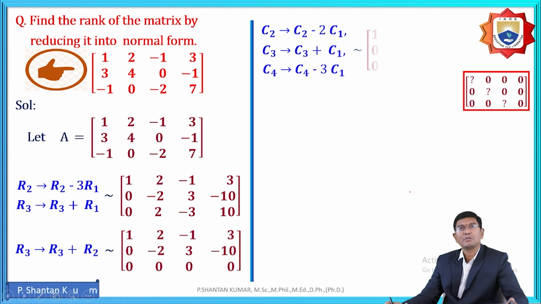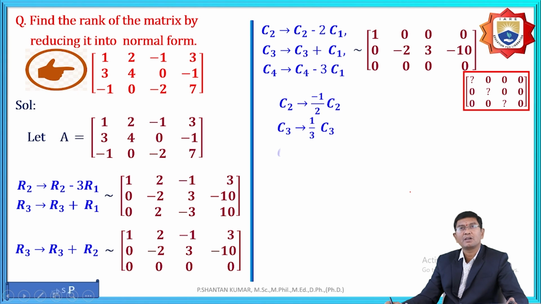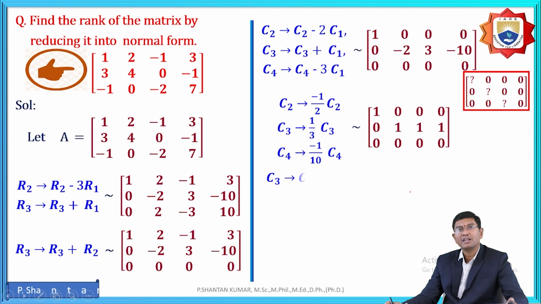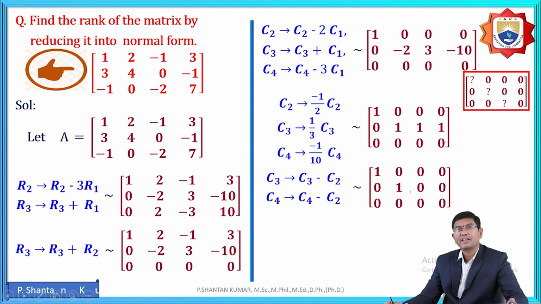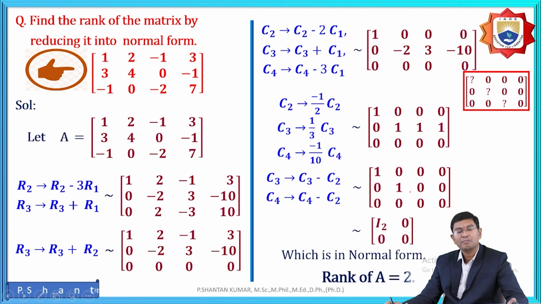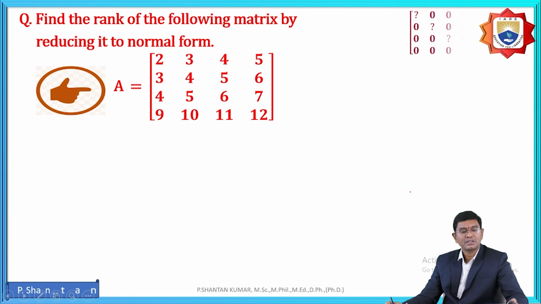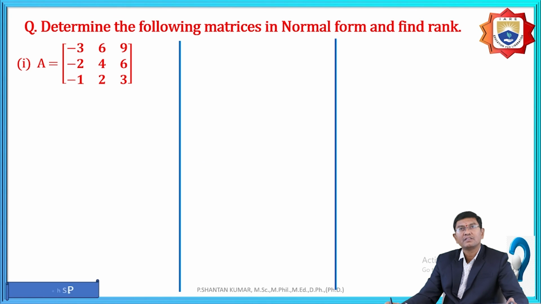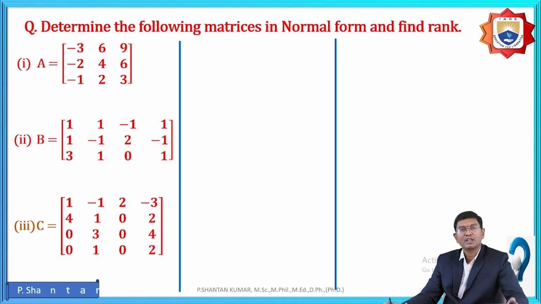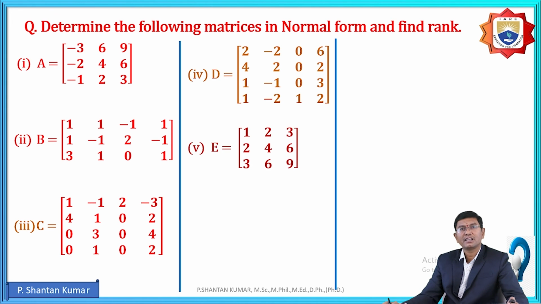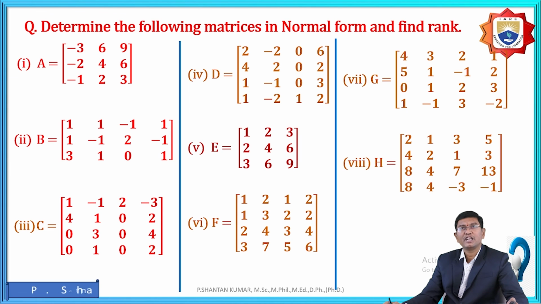Again the column operations, and further also column operations, and again further we need to apply the column operations C3 minus C2 and C4 minus C2. The matrix is reduced to I2 0 0, which is a normal form. Therefore, the rank of the matrix is equal to 2. Like this, for any given matrices, we need to reduce. These are some examples to find the rank of a matrix by using the normal form.